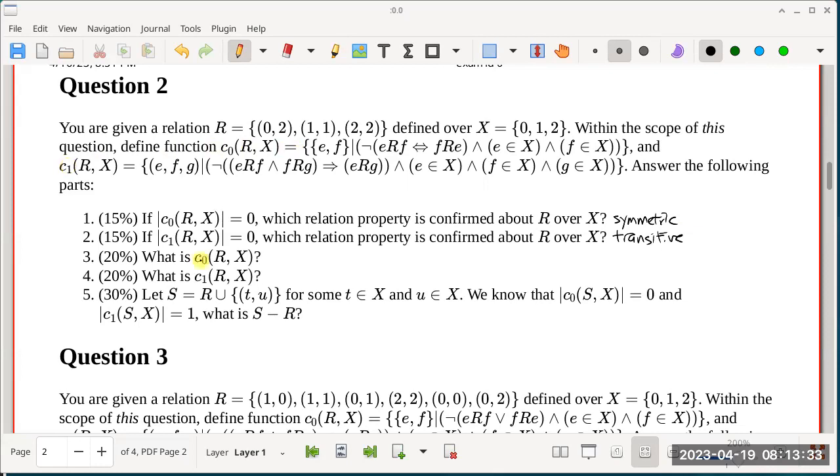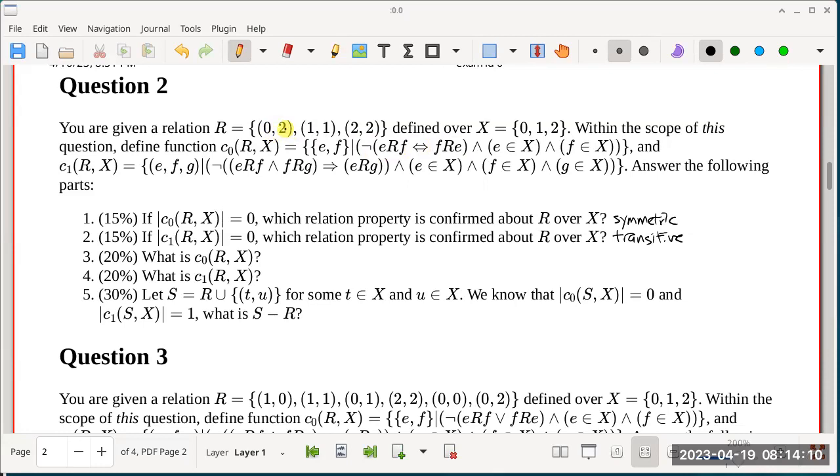All right, so next one is C0 of Rx. In other words, what evidence do we have that R is not symmetric over X? So we look at this and say, well, is it really not symmetric? And the answer is yes, because 0, 2 is here, but 2, 0 is not here. So it is not the case that ERF, if and only if FRE, when E equals to 0 and F equals to 2, but it can be the other way around too.